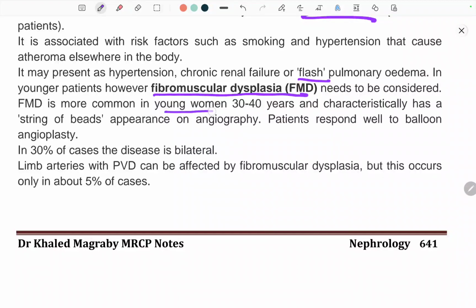It is more common in young women, 30 to 40 years, and is characterized by a string of beads appearance on angiography. Patients respond well to balloon angioplasty in 30% of cases. Disease is bilateral. Limb arteries with peripheral vascular disease can be affected by fibromuscular dysplasia, but this occurs only in 5% of the cases.